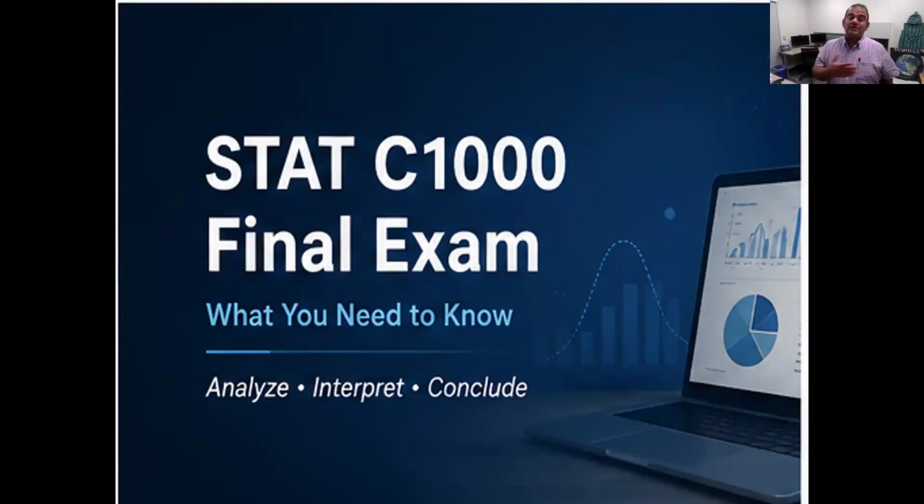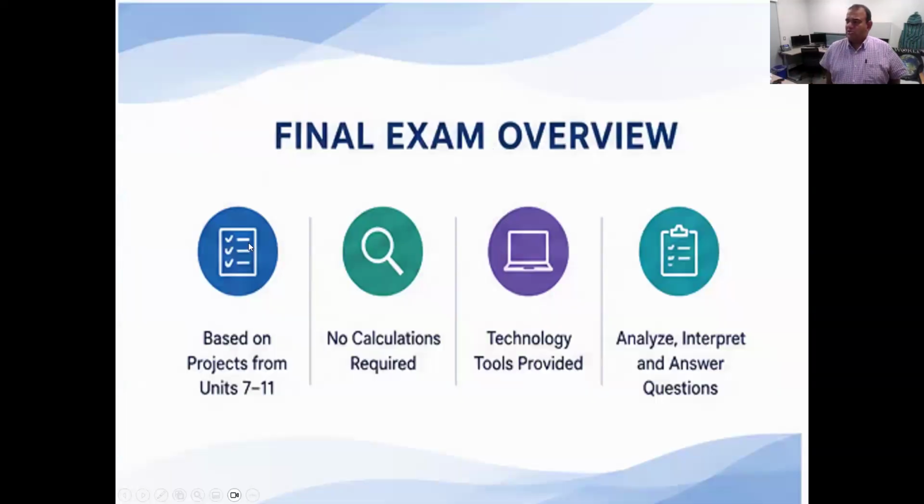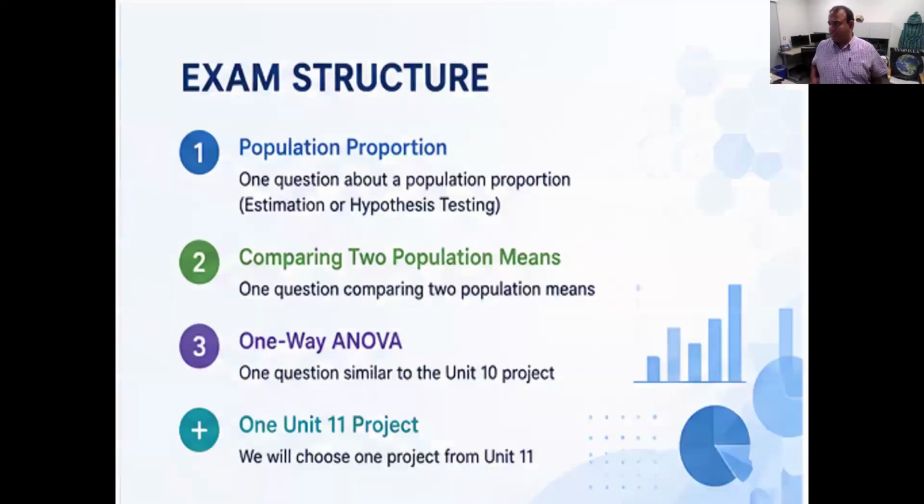First of all, this final exam has zero technological requirement or statistical analysis. What I'm more interested in is that I provide you with technological outcomes, and I want to see how you analyze, interpret, and draw conclusions based on those data. It's going to be based on the unit projects from units 7, 8, 9, 10, and 11. No calculation will be required. Technology results and tools are provided, and I'm more interested in your ability to reason, analyze, interpret, and answer questions.